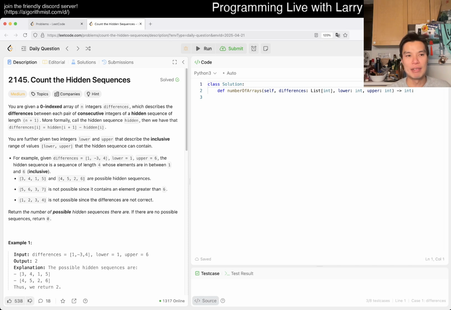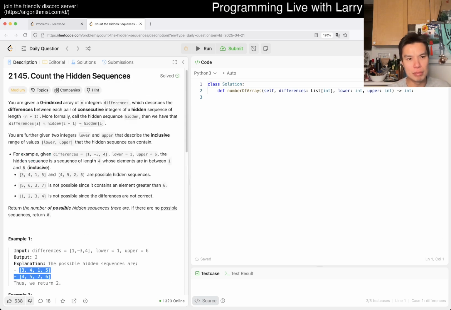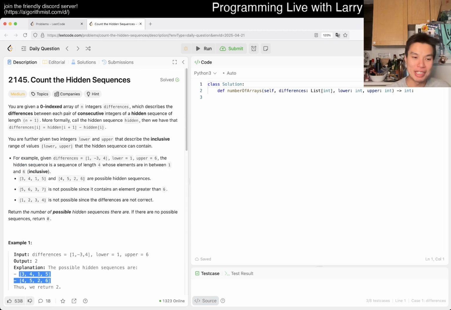Today we have 2145, count hidden sequences. Let's see what hidden secrets there are. Okay, so you have an array of integer differences describing the differences between each pair of consecutive elements. For example, you're given differences 1, -3, and 4, with a lower bound. I kind of remember this from a contest, even though it feels more recent than it is. I think the idea is actually not super bad. Let me double check what lower is.